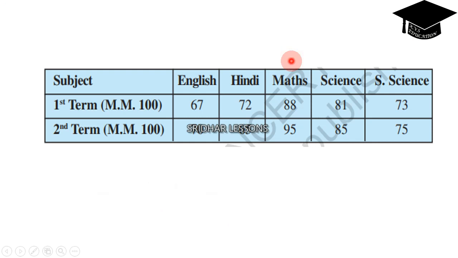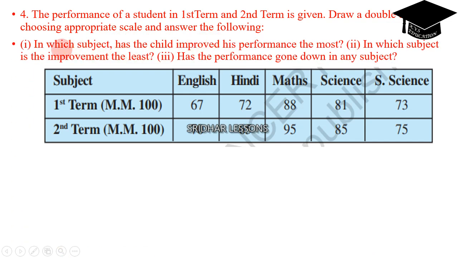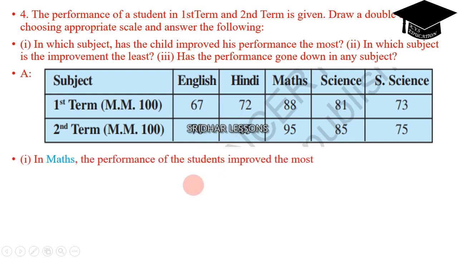Next question. The performance of a student in first term and second term examinations is given. Draw a double bar graph choosing appropriate scale and answer the following. Okay, these are the questions. In which subject has the child improved his performance most? So for that we have to draw a bar graph.